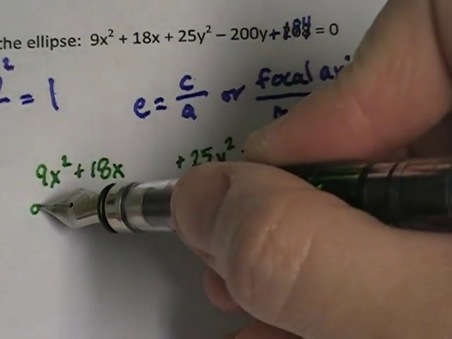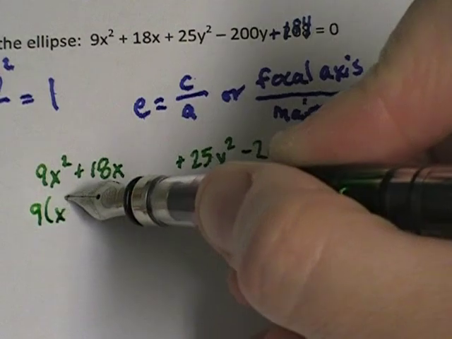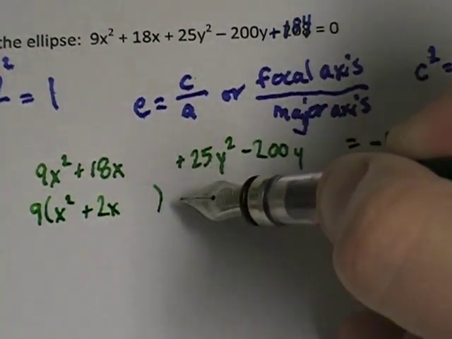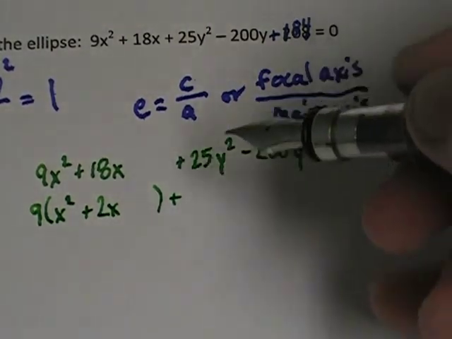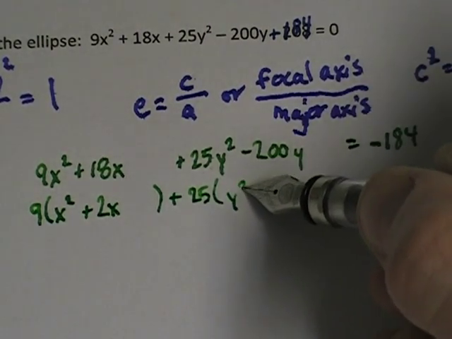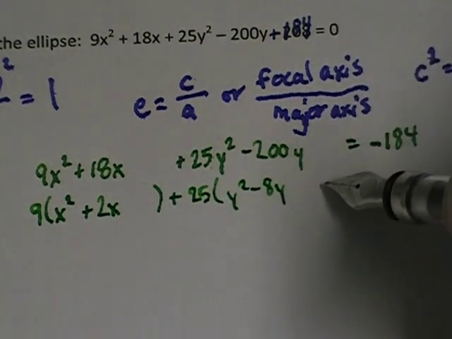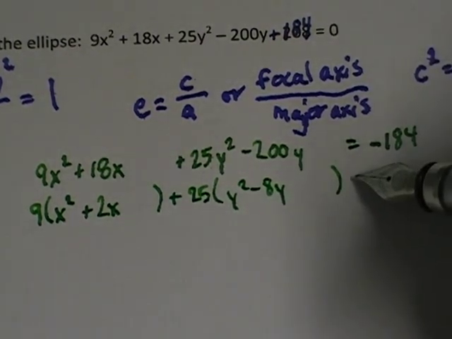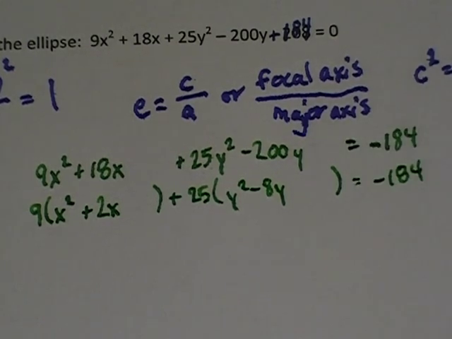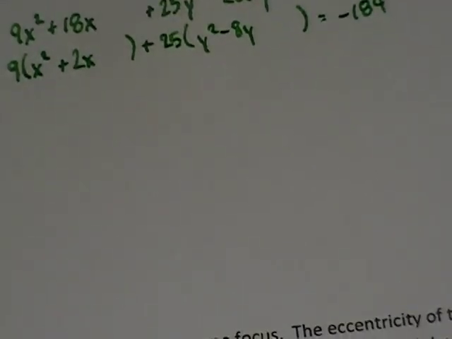So I'm going to factor out a 9 and leave a little space. And I'm going to factor out a 25 and leave a little space. Okay? And the 184 stays the same, negative 184.